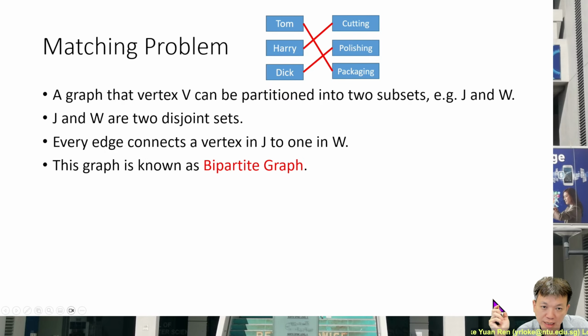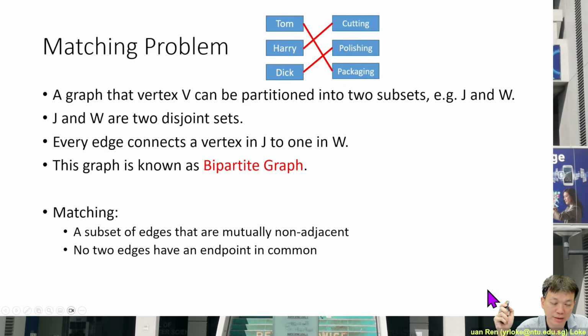Or maybe I have a better example in the next slide. So the matching problem is trying to find a subset of edges that are mutually not adjacent, just like what you see here. They are all independent. There are no 2 edges that are mutually adjacent. I mean, they are not somehow connected.